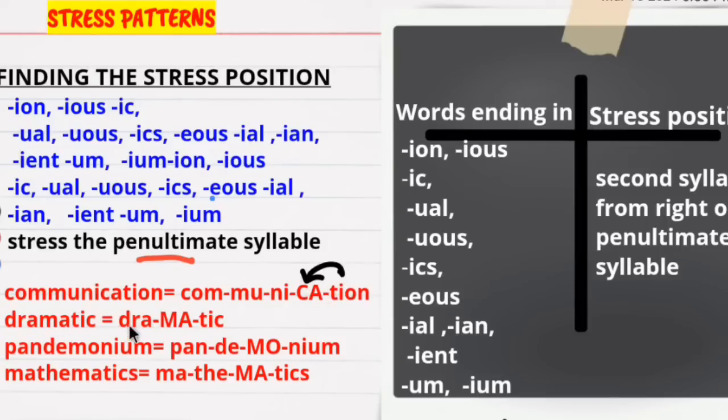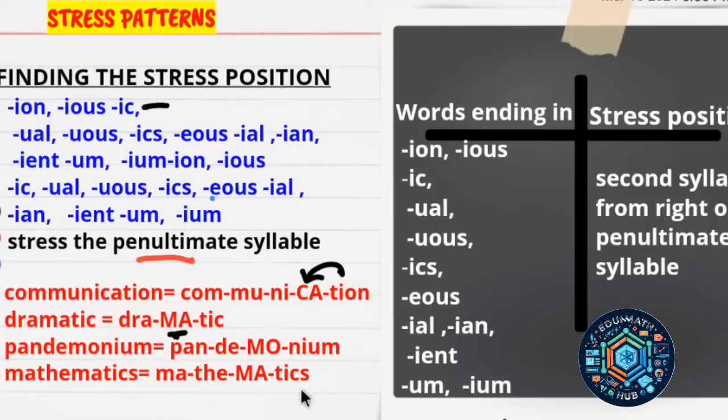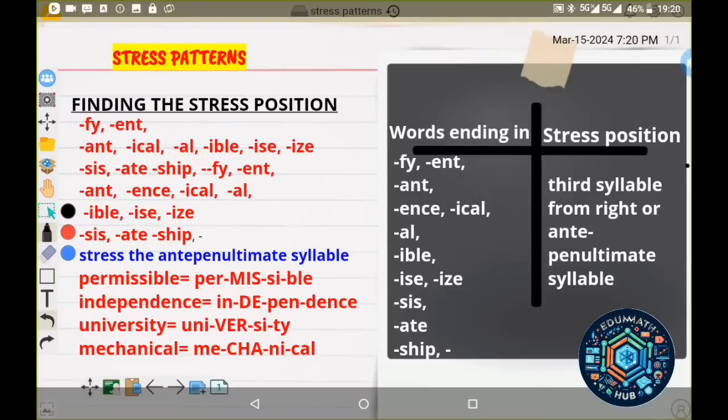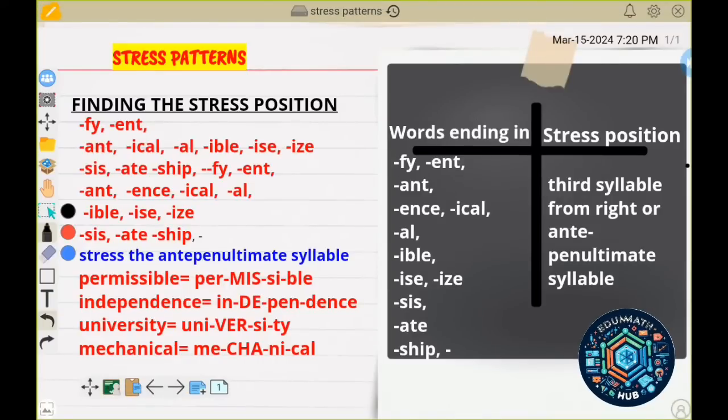Then you have dramatic. It's ending in IC, so it obeys this formula. So you have to stress ma, the syllable before the last one. That's the penultimate syllable. Then you have pandemonium, and so on. Pandemonium, you have to stress the mo, and so on like that. So that's the idea. So we'll move to the next part, which is on stressing words ending in these formats.